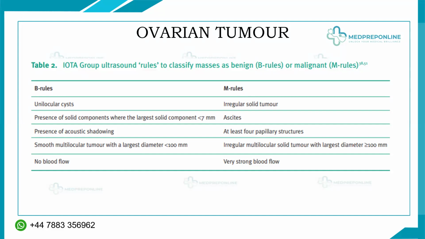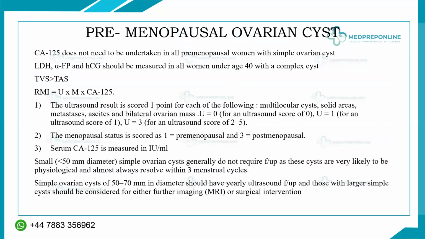Now, in M rules, you have very solid tumors which are irregular. These are not cystic. They are solid irregular tumors. There are at least 4 papillary structures, there is presence of ascites. And because they both can be multilocular, in case of malignant tumors, they are irregular, multilocular, as well as solid tumors. So remember these buzzwords: irregular, multilocular, and solid tumors, and the largest diameter is more than or equal to 100 millimeters. So when it is equal to 100 millimeters, please classify it under malignant. And they have very strong blood flow, which is characteristic of a neoplasia or malignancy.